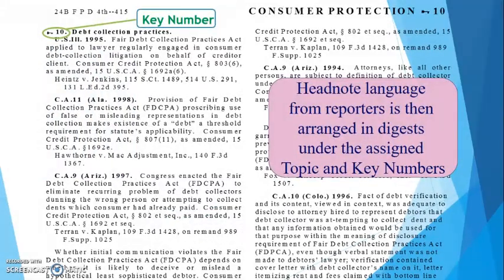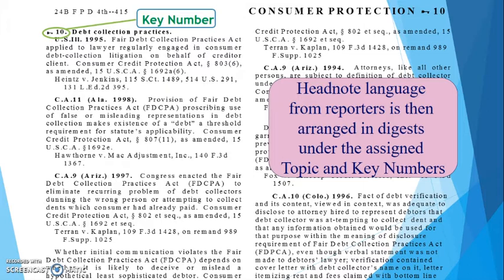To find cases dealing with that key number, you first need to locate the main category, which is consumer protection. Once you find the digest volume containing consumer protection, you then look for the specific key number, and we know from our last slide, which was from the index, that that key number we're interested in is 10. And when you find the specific key number, you will see summaries of cases that discuss the law of that specific topic.